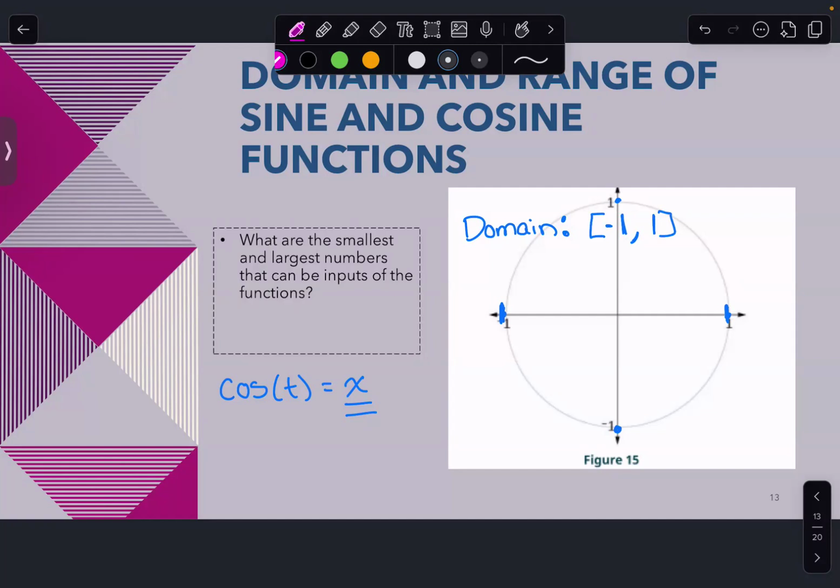Now let's find the range. So the range will include all of our sine values. What are the smallest and largest inputs for sine? So if I look down here, my smallest value of sine is going to also be -1, and the highest value of sine will be +1. So the unit circle also gives us an idea of what sine and cosine should be at these different angles. And then it also shows us the domain and the range for these values.